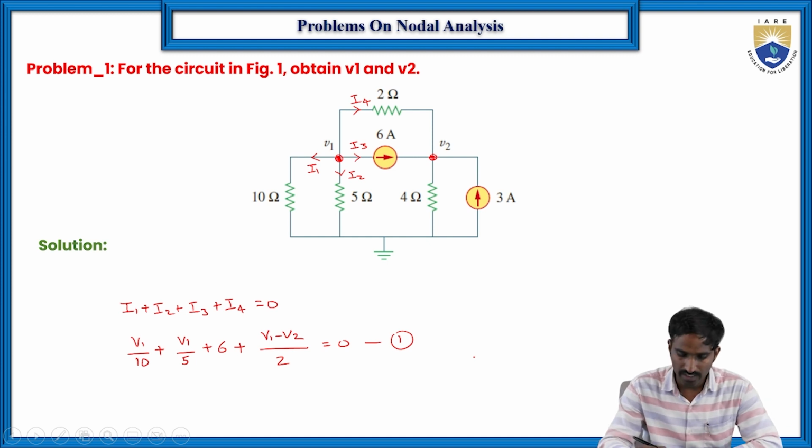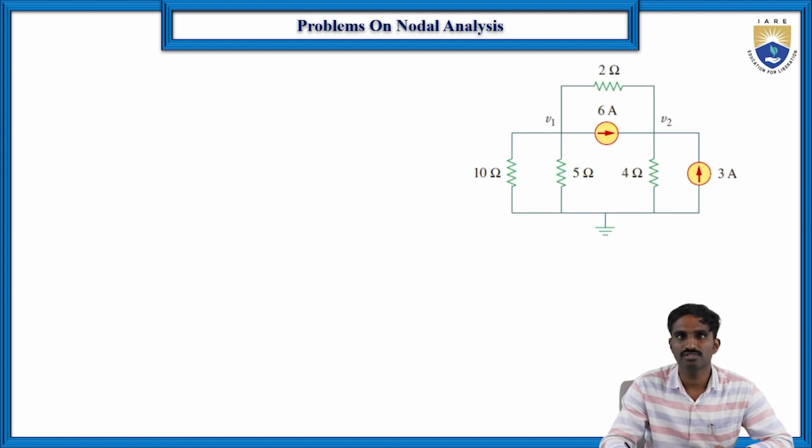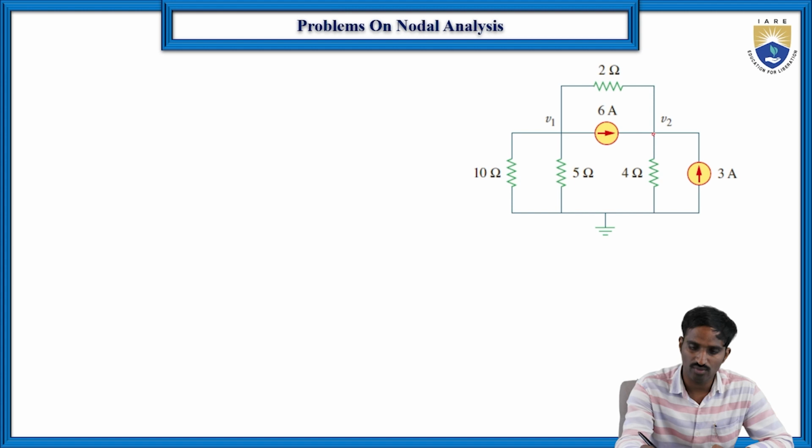Then next we should write equation number 2 at this particular node. As you can see, let us consider the current flowing through here again in this direction, and here they have already given this direction, and this one let us consider in this direction, and this is also already given.